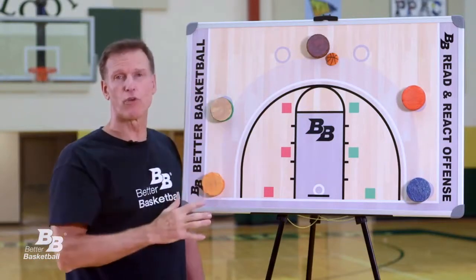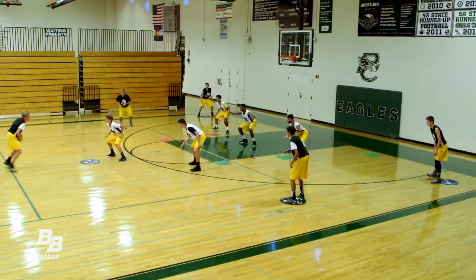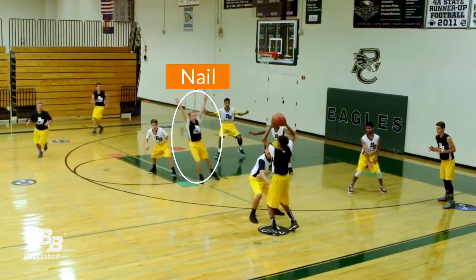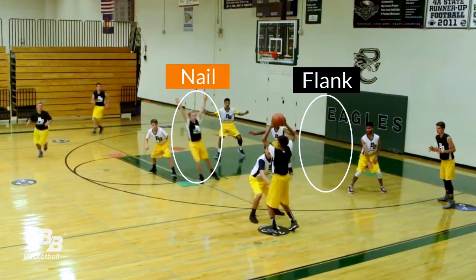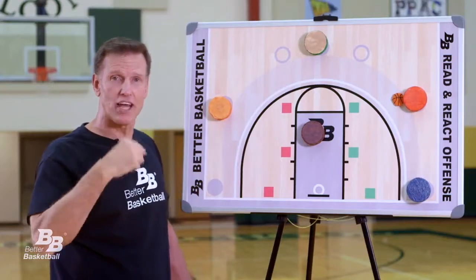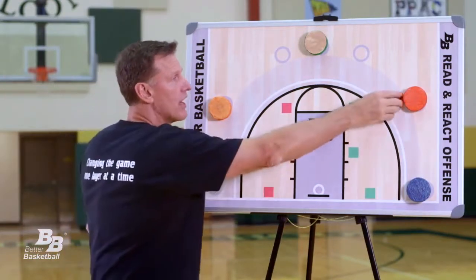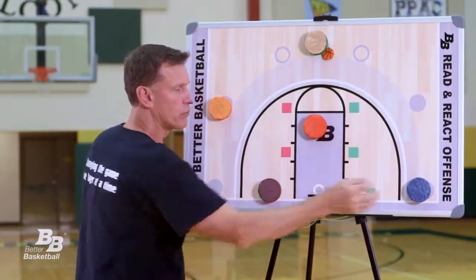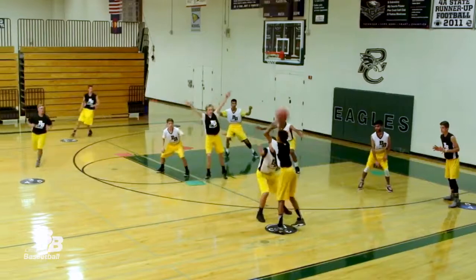You've transitioned the floor into a 5-out formation. The defense surprises you by being in a zone, and your first action is to pass and cut to the nail just like you've been trained. However, there's no flanking teammate for this first cutter. But that's the only drawback because after the next pass, you'll always have one player in the nail and one player in the flank.